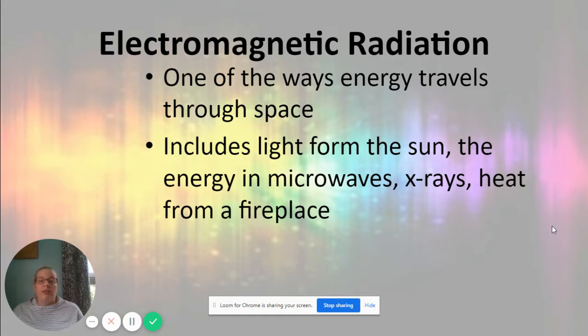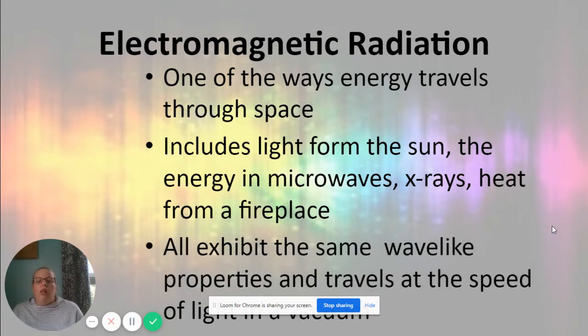Now, electromagnetic radiation includes light from the sun, energy in microwaves. So if you pop something into a microwave and heat it up, that is caused by a microwave, which is a type of electromagnetic radiation. If you've ever broken a bone or gone to the dentist and had to check for cavities, they've given you an x-ray, and an x-ray is a type of electromagnetic radiation. And so is heat from the sun or heat from a fireplace. If you work at a restaurant, you maybe have put food underneath a heat lamp. That is a type of electromagnetic radiation that keeps food warm. So all of these are things that you've very frequently had encounters with, and you maybe just didn't know that they had a special name.